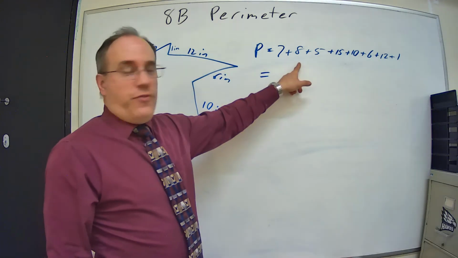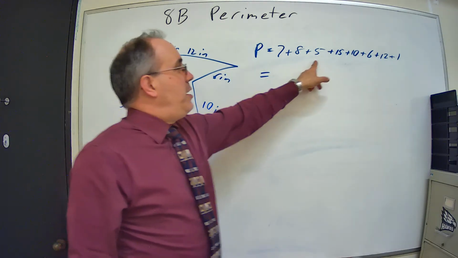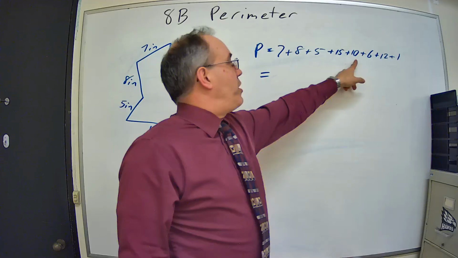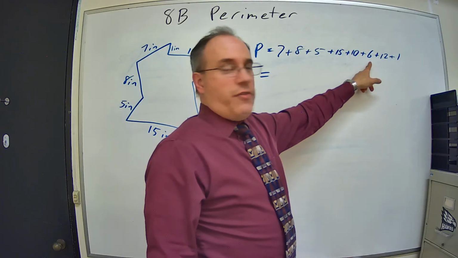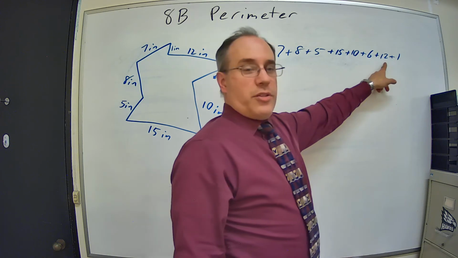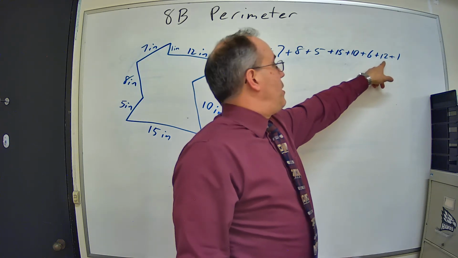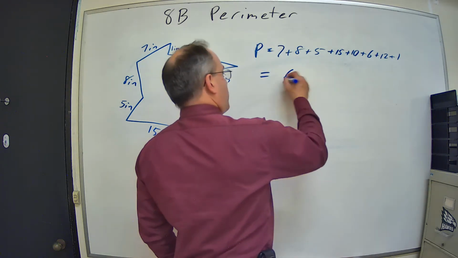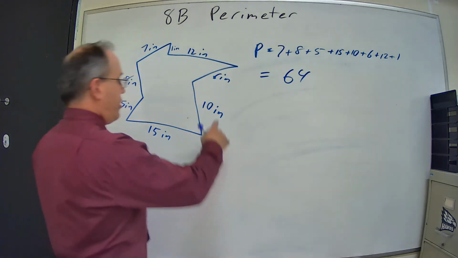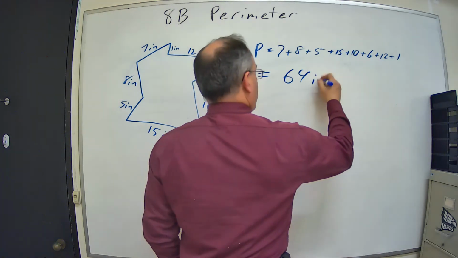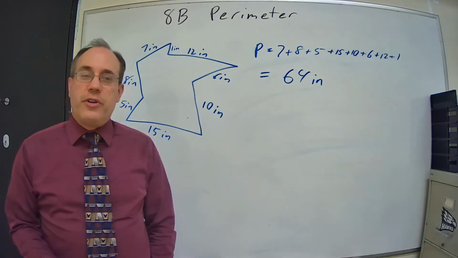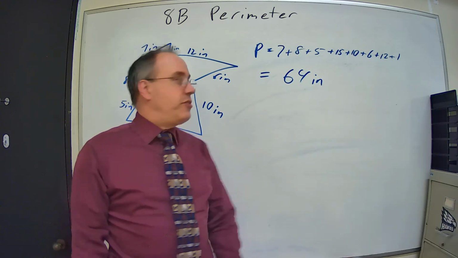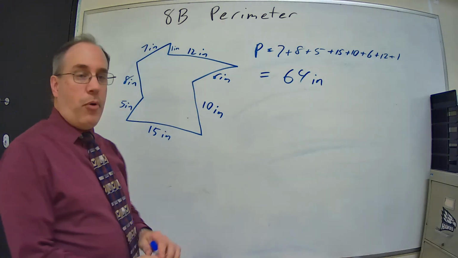7 plus 8 is 15, plus 5 is 20, plus 15, 35, plus 10, 45, plus 6, 51, plus 12, 63, plus 1, 64. And then the unit was inches, so the perimeter is 64 inches. It doesn't matter what the shape is. We just have to add up all the sides.